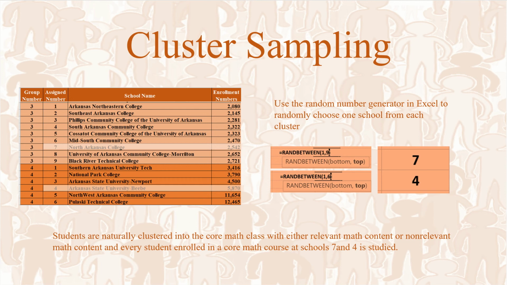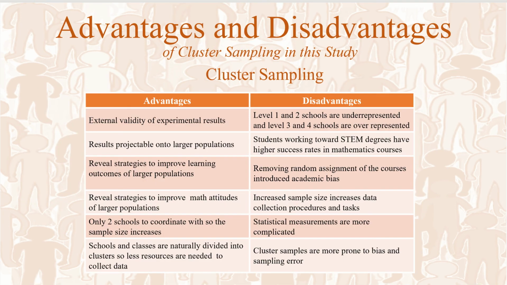From the first cluster, Excel is used to generate a random digit between 1 and 9, and Excel chose 7. For the second cluster chosen, Excel generated a random number between 1 and 6, and the number chosen is 4. School number 7 from Group 3 and School 4 from Group 4 are chosen to participate in the study. In cluster sampling, every student enrolled in a core mathematics course from Schools 7 and 4 are chosen to participate in the study. Some of the advantages and disadvantages of cluster sampling are that external validity of the experimental design results is projectable onto larger populations.